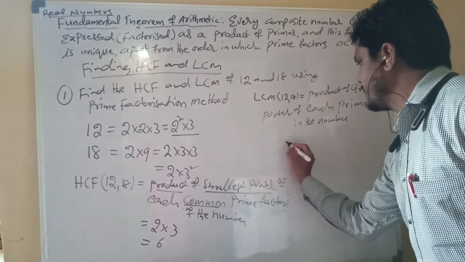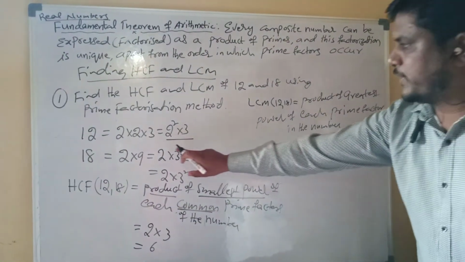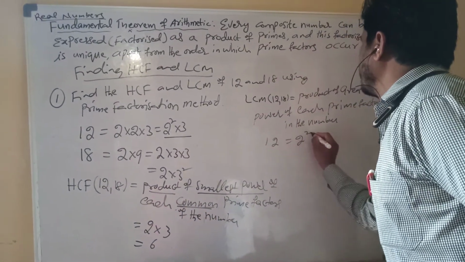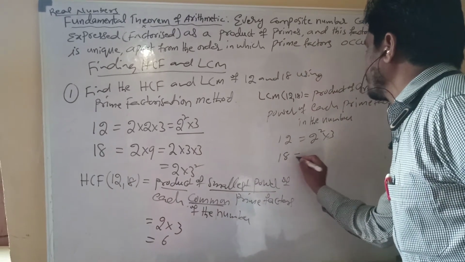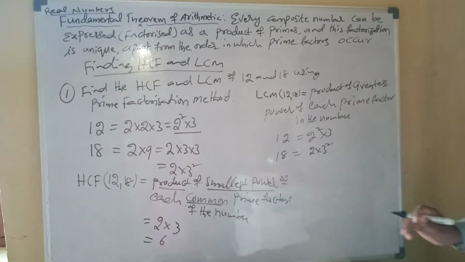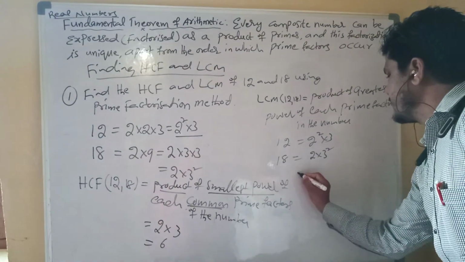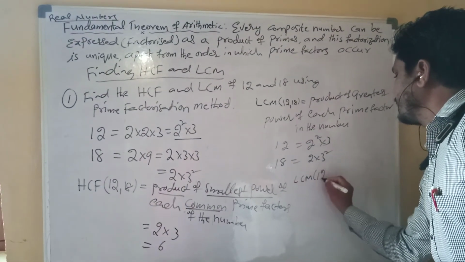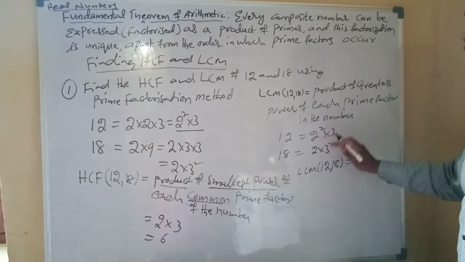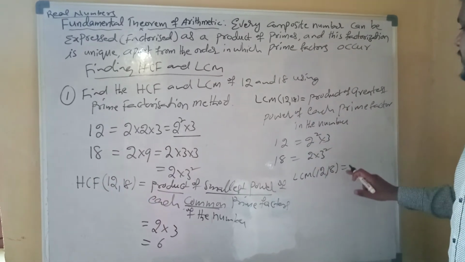LCM of 12 comma 18 is equal to, what is the prime factorization of 12? That is 2 square into 3, that is 12 is equal to 2 square into 3, and 18 is equal to 2 into 3 square. This is the prime factorization. And what is the definition? LCM of 12 comma 18 is equal to the product of the greatest power of each prime factor.